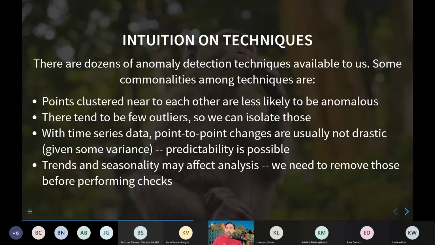Also, there tend to be relatively few outliers and therefore relatively few anomalies. So we can isolate those. We could say, I expect that the bulk of data will be non-anomalous. It will be normal data. With time series data, we also expect that changes are gradual over time.